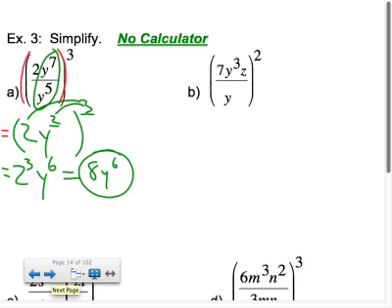Part B, again, first thing I would do, look inside the parentheses. The 7's not going to change. I can combine my y's here. Y to the third over y, that's y to the 3 minus 1, which is y to the second. And then the z just stays. We're not doing anything with that.